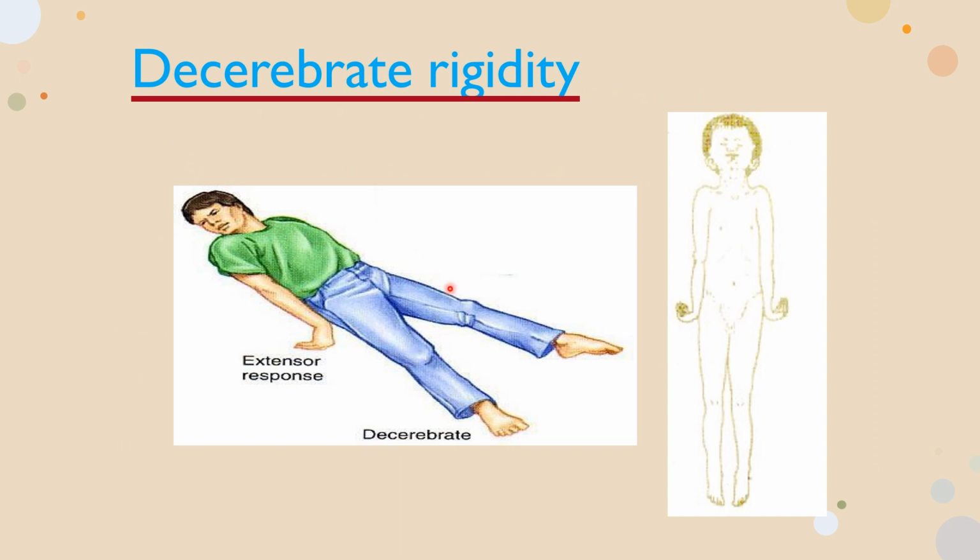In humans, it will be like this. This is decorticate, this is decerebrate. So extension, hyperextension of all four limbs. The head is turned up, dorsiflexion. Because this is supine, it is turned sidewards.